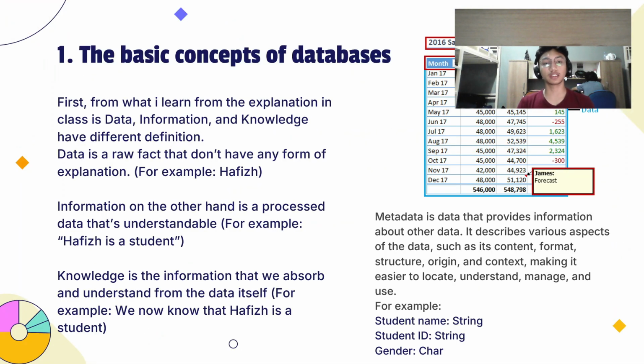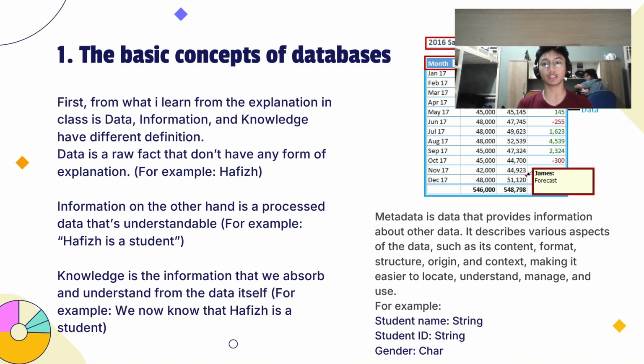So the first is, what is the basic concept of database? First, from what I learned from the explanation in class, data, information, and knowledge have different definitions. Data is raw fact that doesn't have any form of explanation. For example, a fish. Information, on the other hand, is processed data that's understandable. For example, Hafiz is a student. Next one is knowledge, which is the information that we absorb and understand from the data itself. For example, we now know that Hafiz is a student.